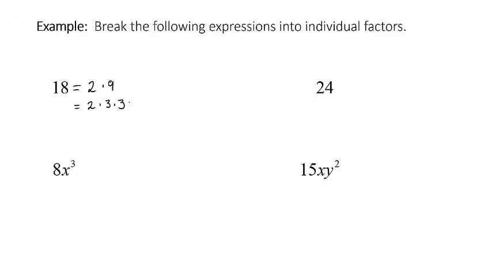Now, that's not the only thing you could have seen, right? You could have seen 3 and 6, right? 6 is 2 times 3. We still would have gotten down to this factorization.